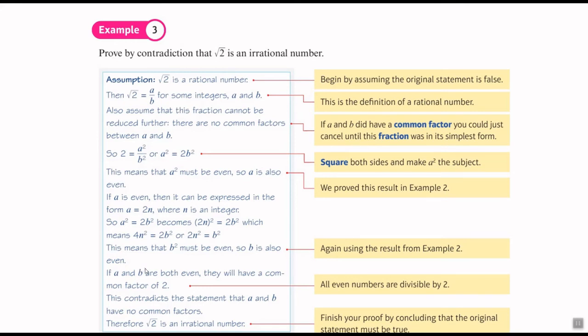So if a and b are both even, we can find the common factor 2. An even number you can write as 2 times an integer. So we can find the common factor 2, so we can cancel out. So this contradicts this statement.